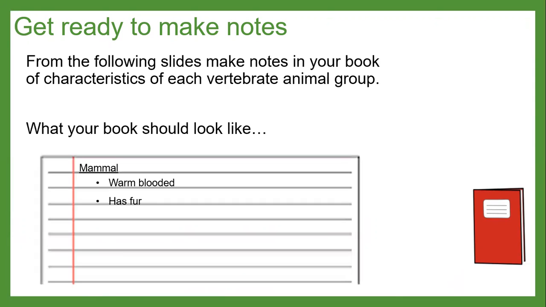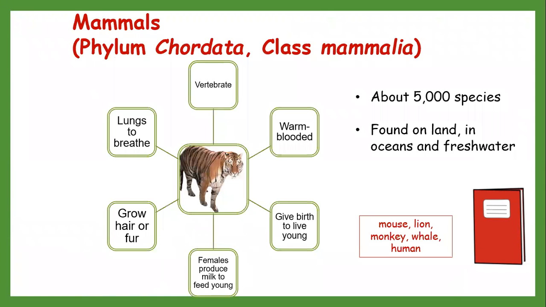You should make your notes looking like this. Write the subheading, so mammals, for example, and for every new group, just write a new subheading and underline it. Let's have a look at the notes we can make.